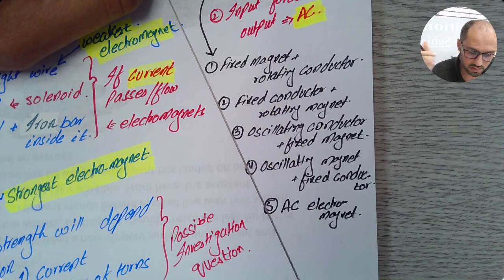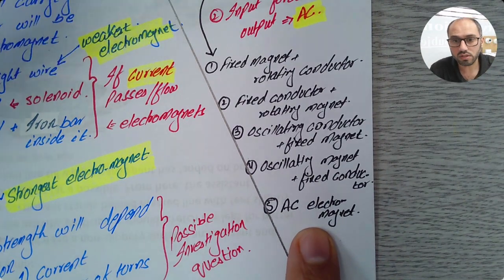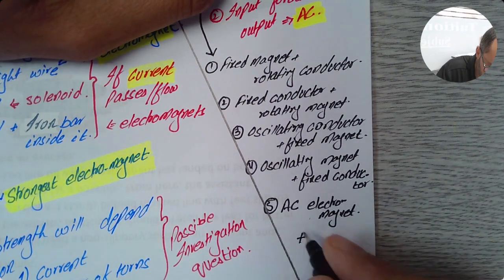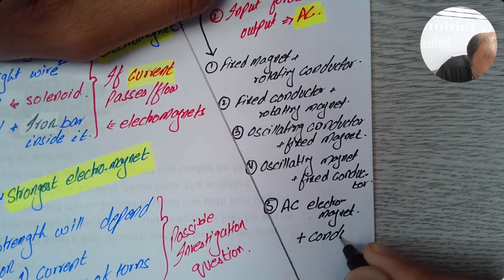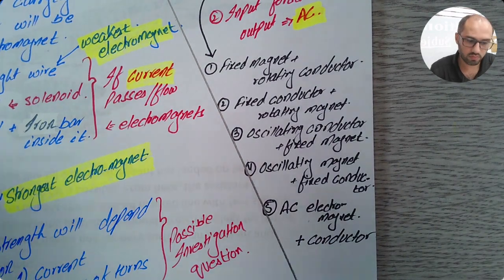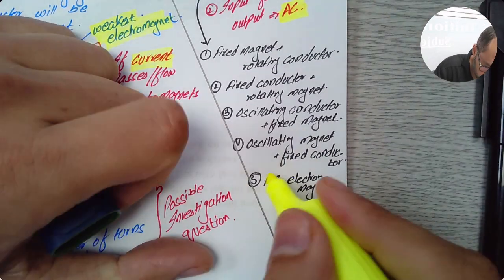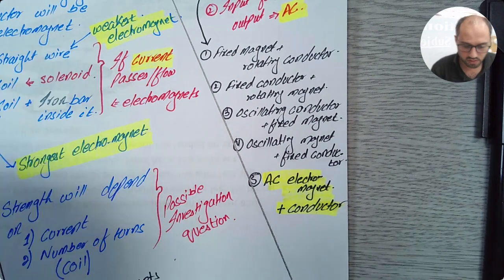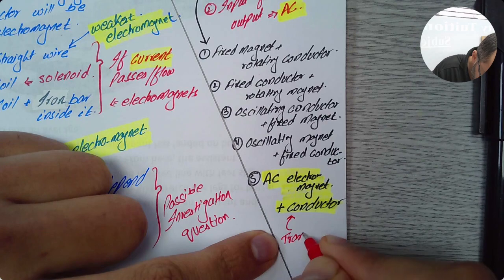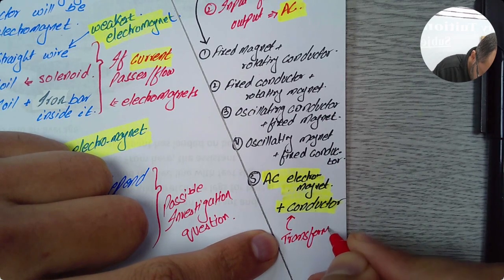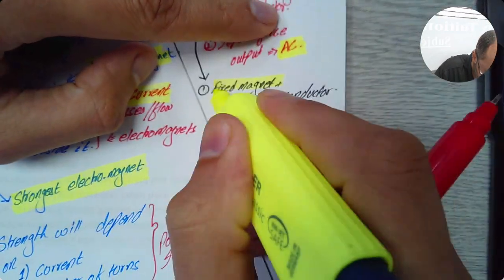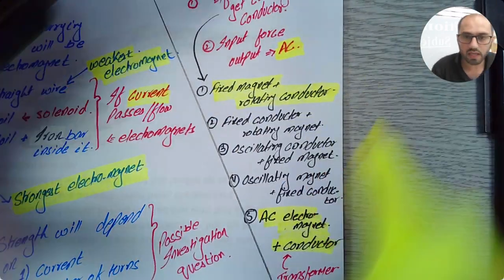If that's the case, the magnetic field will continuously change. And then if you place next to it a conductor, then also the outcome will be AC current. Now remember one thing here. This is something that we say happens in a transformer. The first one here, this is for the generator.